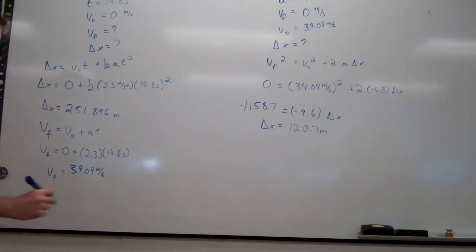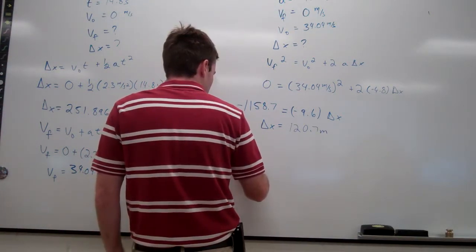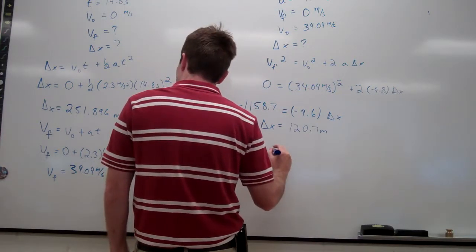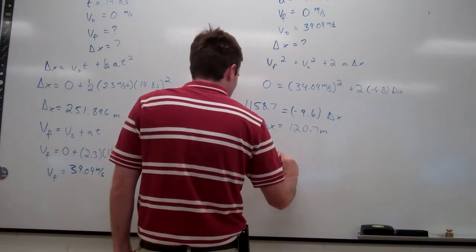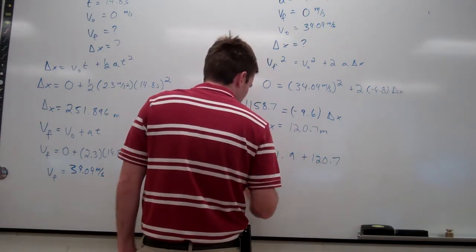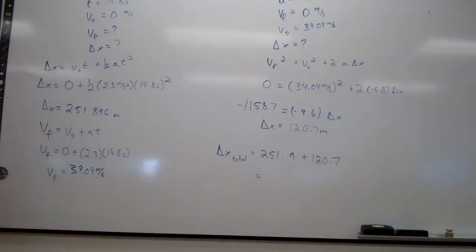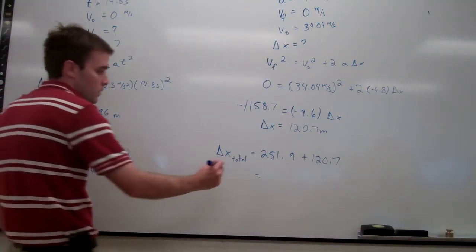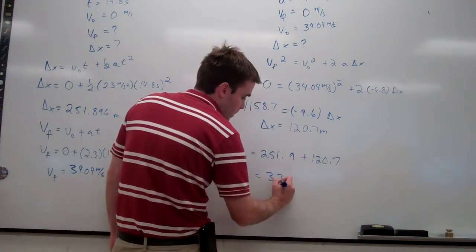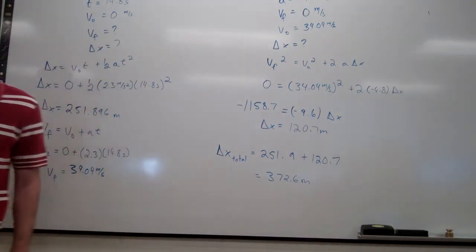Yes. Adding the two displacements. So our final answer for delta x is called delta x total equals 251.9 plus 120.7. And what do we get for that? So that's how far the car went, speeding up and slowing down.